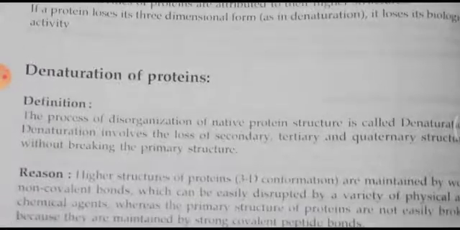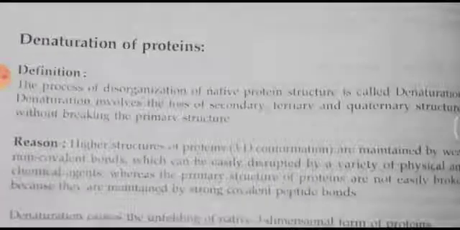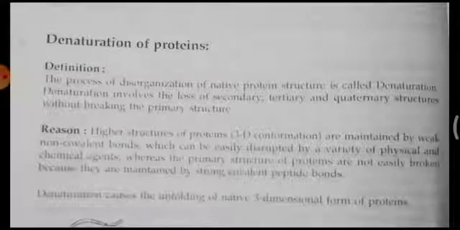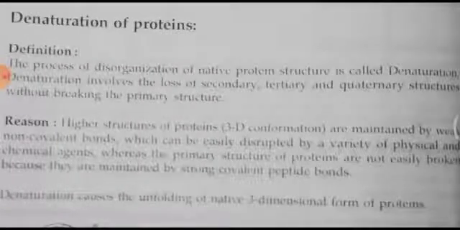De means the first two letters, DE. If you come across destroy, destroy, first two letters D, naturation, destroy the natural form of a protein. Denaturation. Definition: the process of disorganization of native protein structure is called denaturation. So the original structure is destroyed by various processes, factors, or agents. Denaturation involves the loss of secondary, tertiary, and quaternary structure without breaking the primary structure. So the secondary, tertiary, and quaternary structure is going to be destroyed.